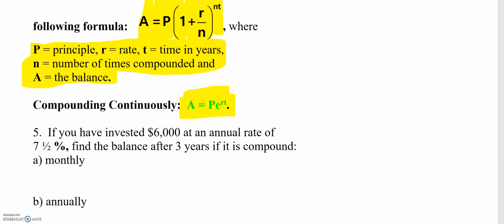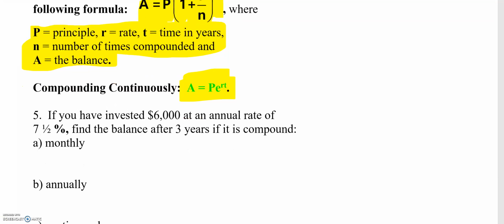So we have A, which we don't know. So A equals 6,000 times 1 plus our interest rate is 7.5%, so 0.075, divided by n, the number of times it compounds per year, so that's going to be our 12, to the power of 12 again, times the number of years, 12 times 3.